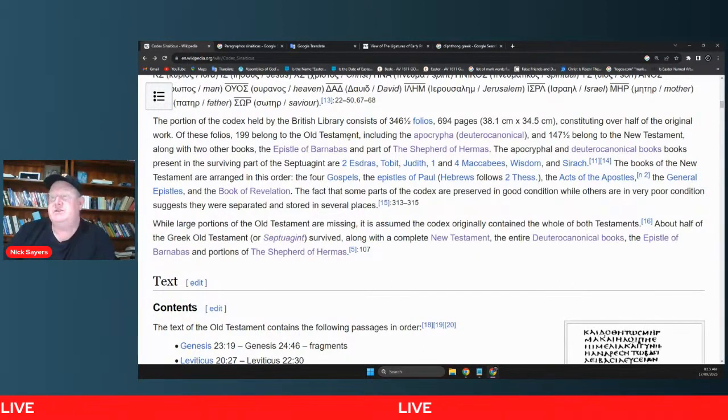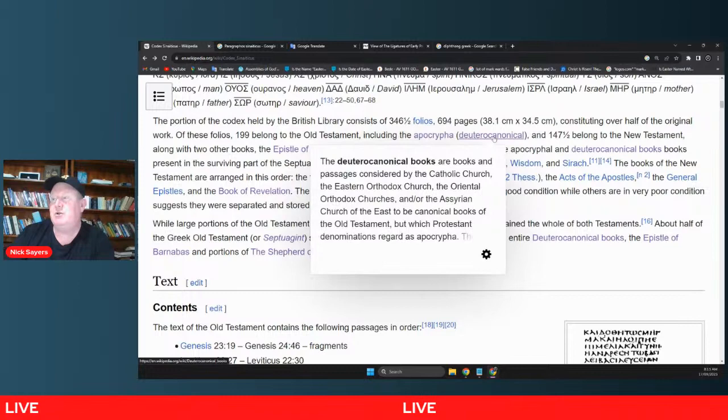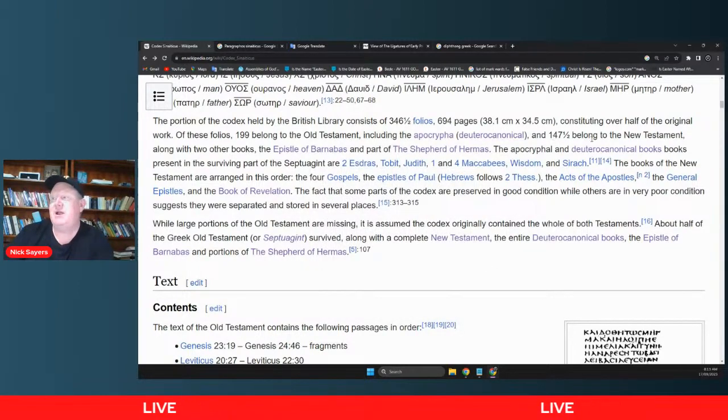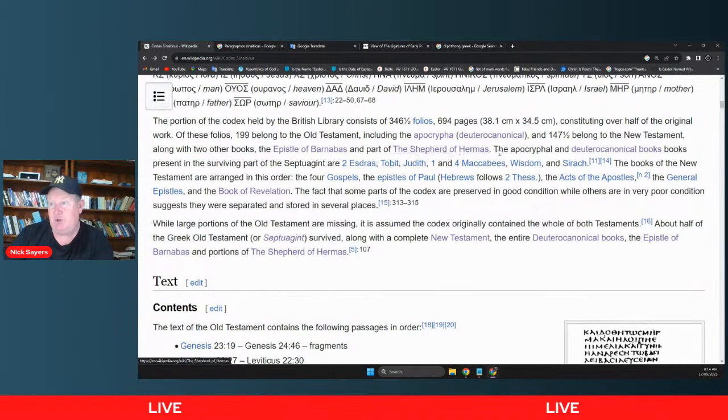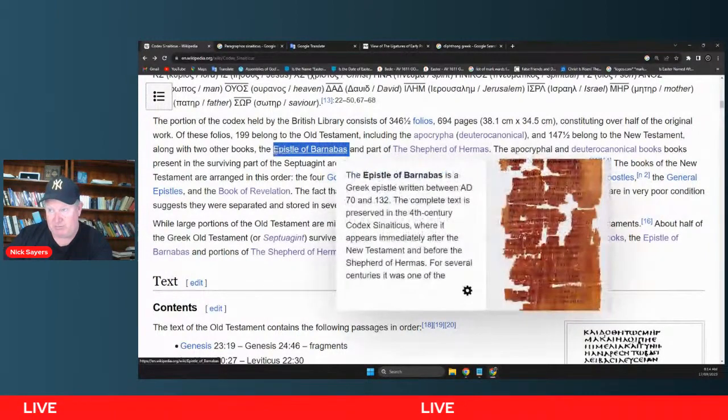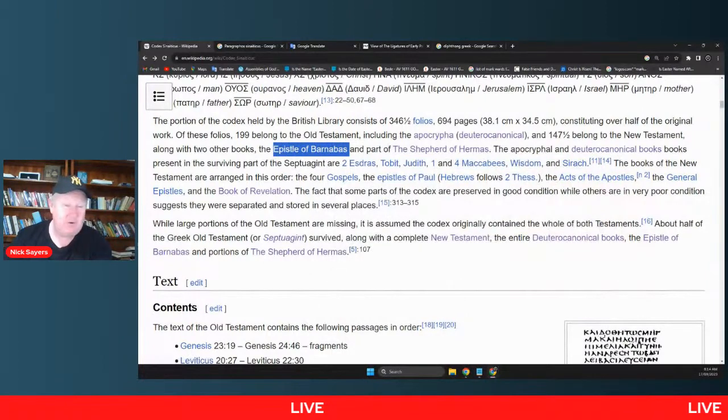The portion of the Codex, so I read through that. So it included the Apocrypha, the deuterocanonical books, and 147 and a half belong to the New Testament, along with other books, the Epistle of Barnabas and part of the Shepherd of Hermas. So we went through that last time. And these will become more important as we go along, and I will probably read through the Epistle of Barnabas and the Shepherd of Hermas, just so you know what it means and what it contains.